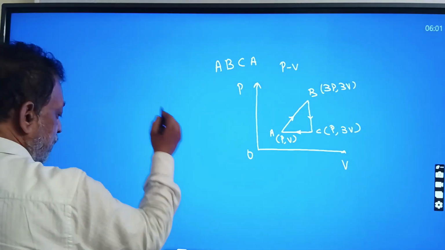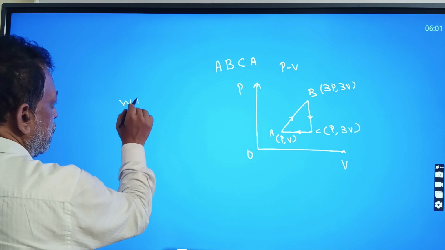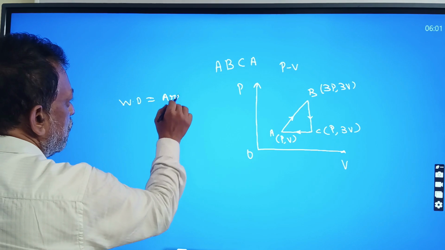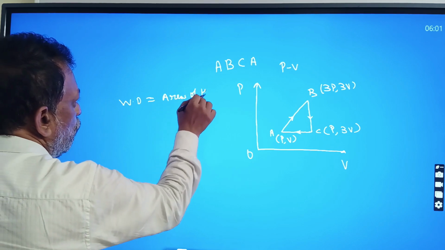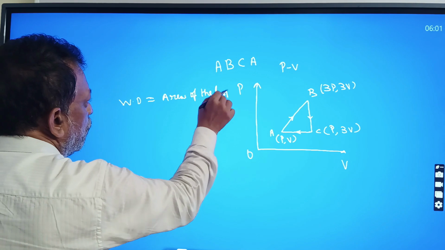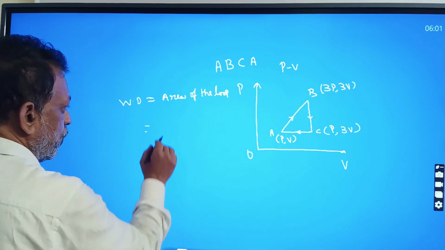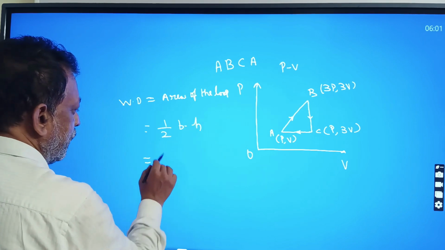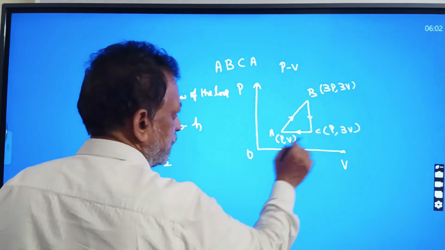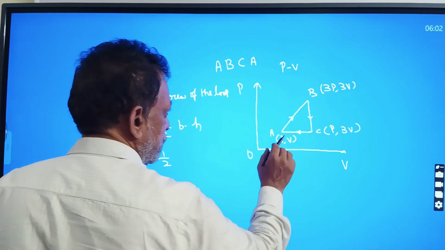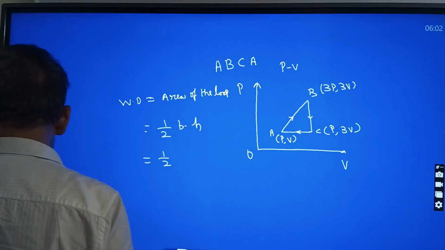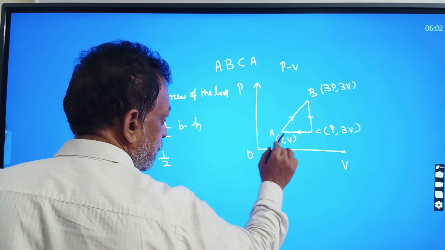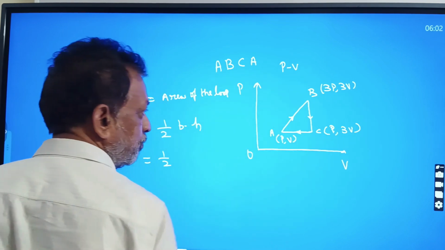What is the formula of work done? Work done is equal to the area of the loop. It is a right angle triangle, so half into base into height. This is the base, and this is the pressure side.